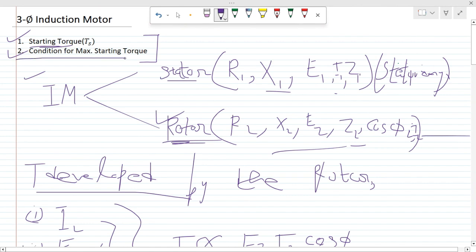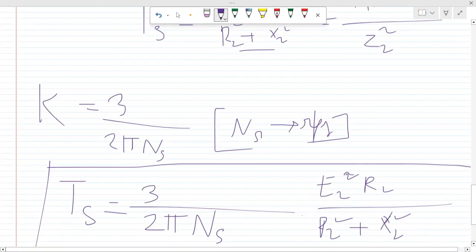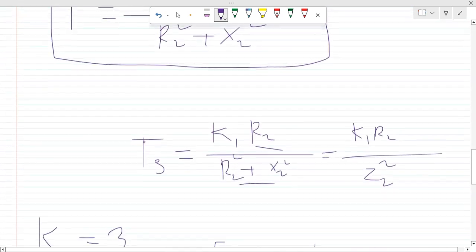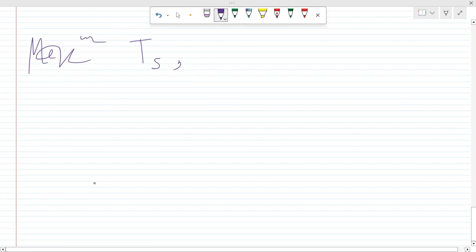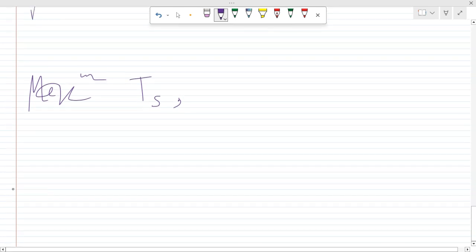Now let's do the condition of maximum starting torque. Okay, so now it is too easy to find that because we have already derived the starting torque. So the condition of maximum starting torque Ts, I can write Ts. Okay, so it can be proved that the starting torque will be maximum when the rotor resistance per phase is equal to the standstill rotor reactance per phase.